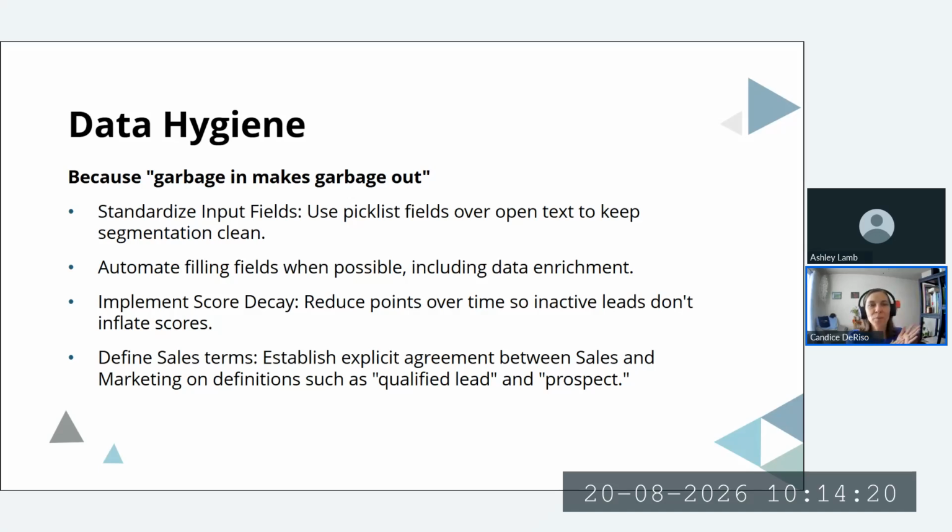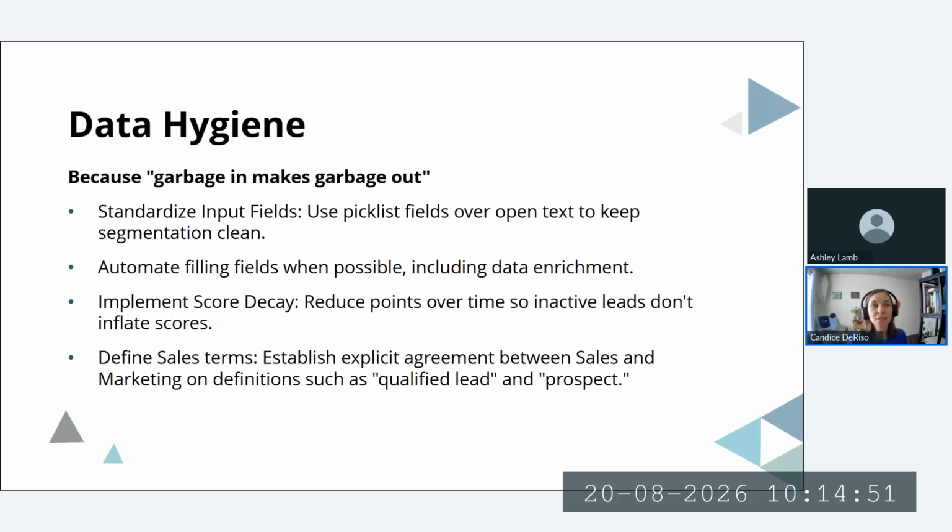So before you actually automate, another step to take, minor, but not so minor in importance, is your data hygiene. So garbage in makes garbage out, as we all know. So make sure that when you're ready to automate, that you've standardized all your input fields. So do things like use pick list fields instead of an open text field, especially in those website forms, right? That's going to help you prepare for segmentation. If you can automate filling in fields whenever possible, do it.